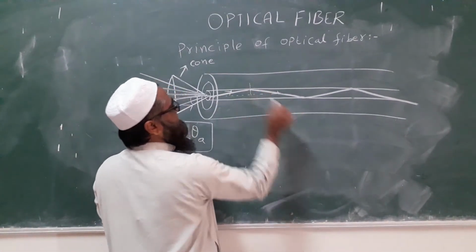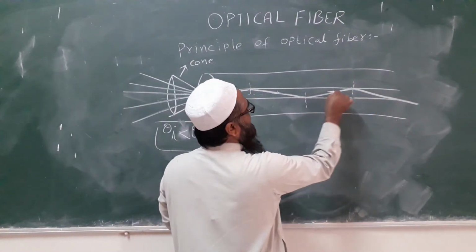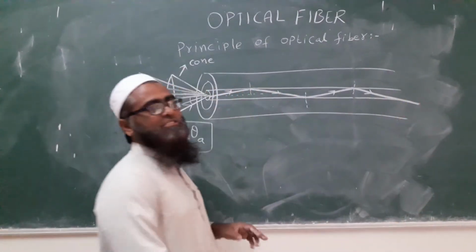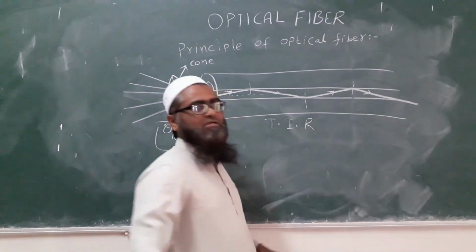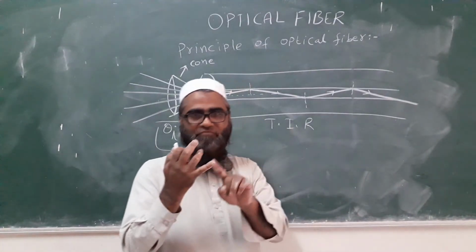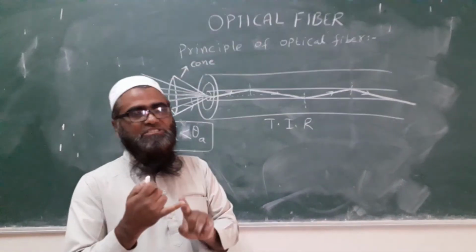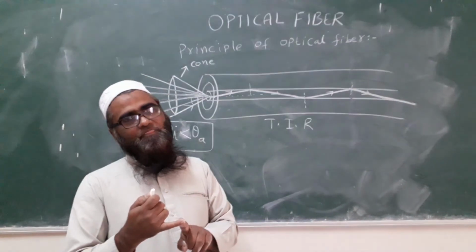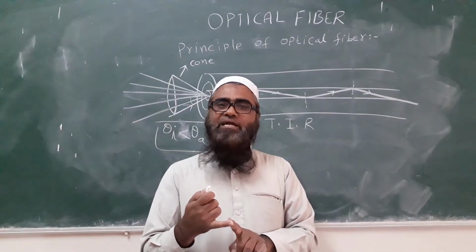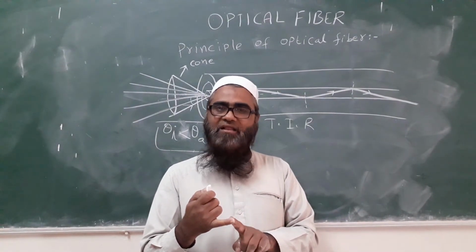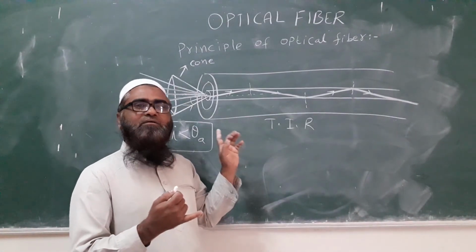Here you see an interface, here another interface, here one more interface. They are all completely sending the light into the core only. This is called total internal reflection. Now I have explained two concepts. One is the introduction, that is optical fiber. It consists of core and cladding. The refractive index of the core is N1. The refractive index of the cladding is N2, as N1 is greater than N2. The other concept is total internal reflection.